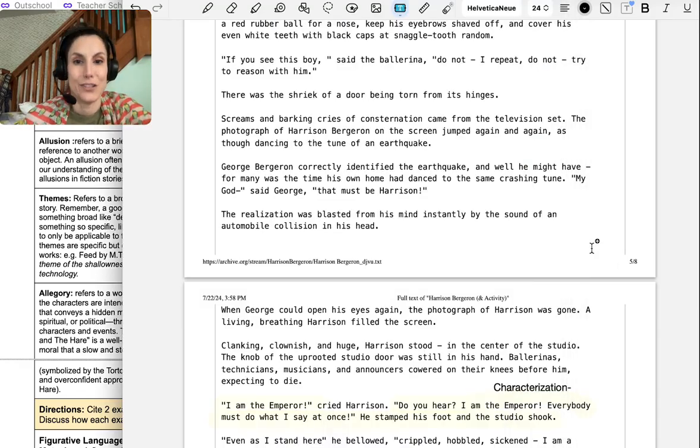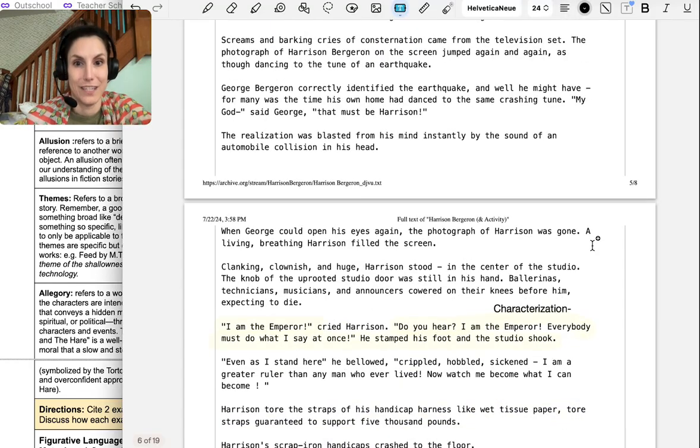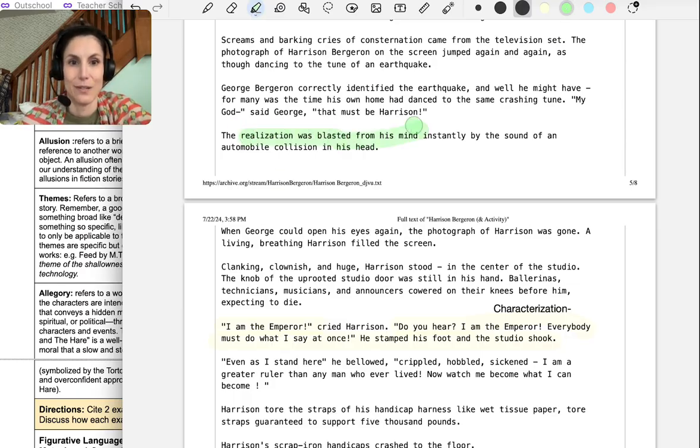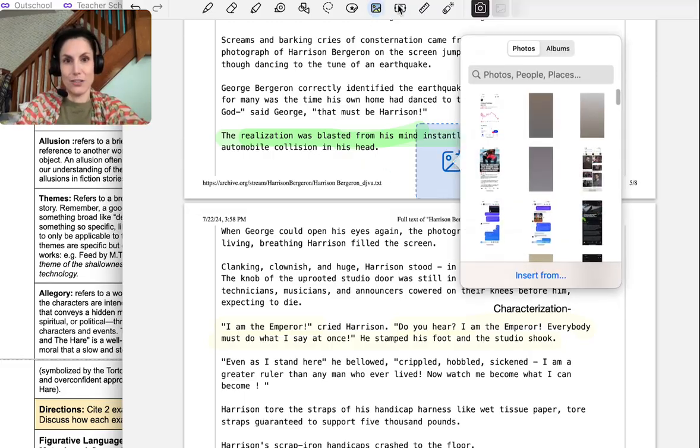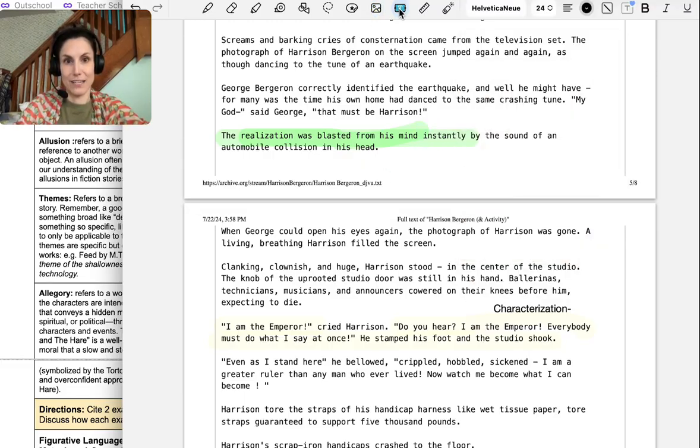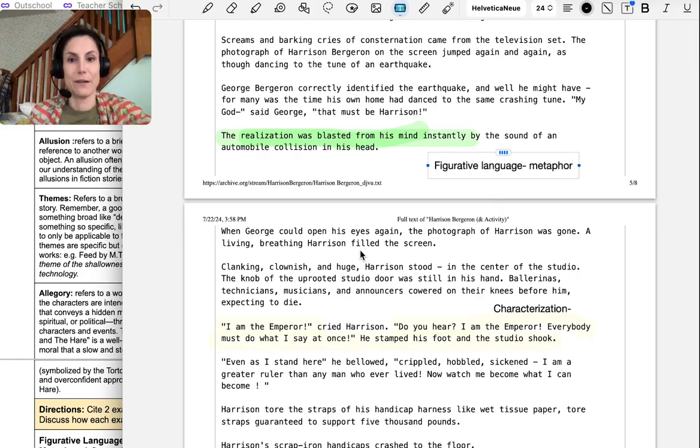And we also have quite a lot of figurative language here, even here. His mind instantly, the realization was blasted from his head instantly by the sound, blasted from his head. Technically, an idea doesn't get blasted out of your head. So you could say that is either hyperbole or a metaphor. This would be a metaphor. And I'll put here figurative language, and you can fill these out too in anything you find for figurative language. So I'm going to put figurative language, metaphor here. There we go.